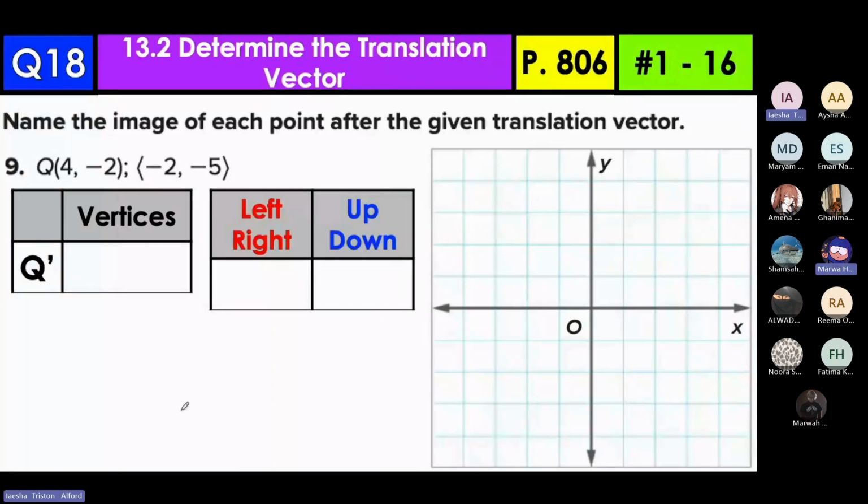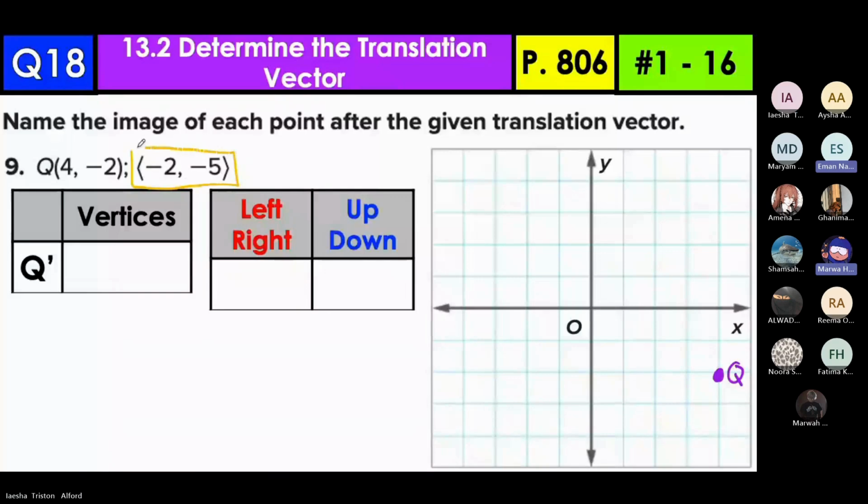Anybody? Right 4 and down 2. So here is Q. Well, they give us the vector. So what's the movement of the vector? This one is the vector.